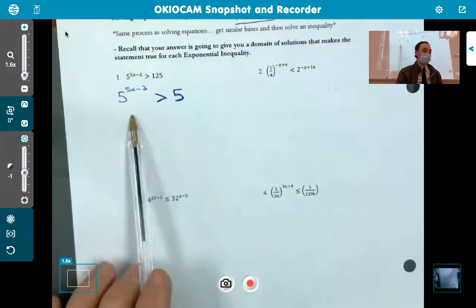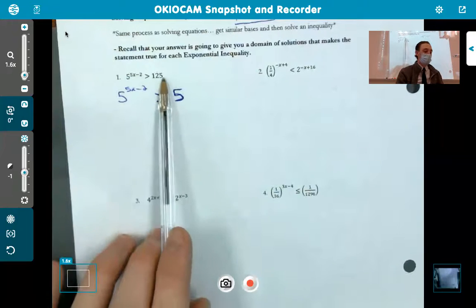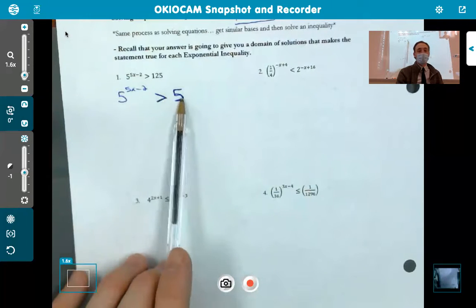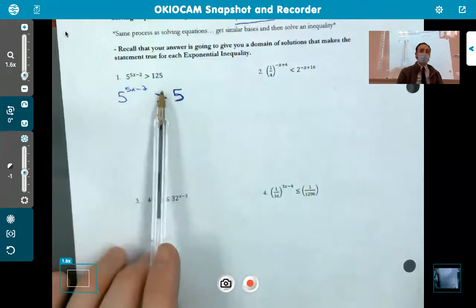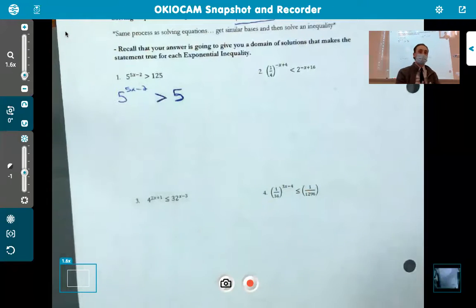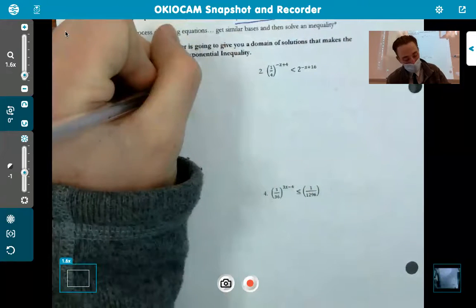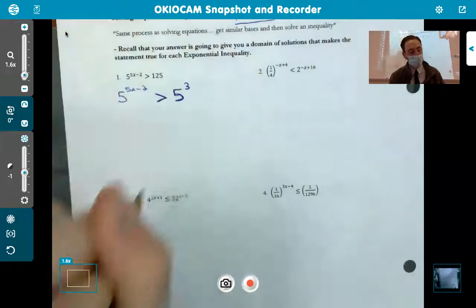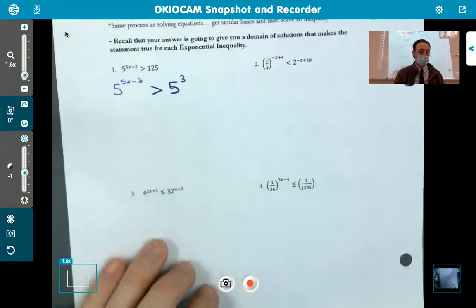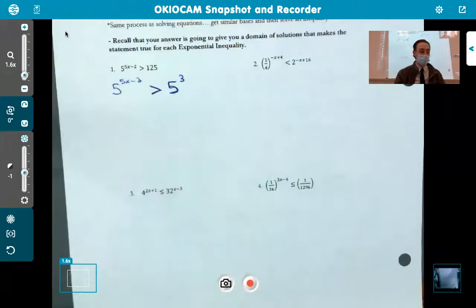Then I have to ask myself, well, if I'm changing 125 so as a base of 5, what do I have to raise 5 to get to 125? So what should my exponent be? So the third power, good. Right? Do you need to use any resource that's going to help you understand what that exponent should be?